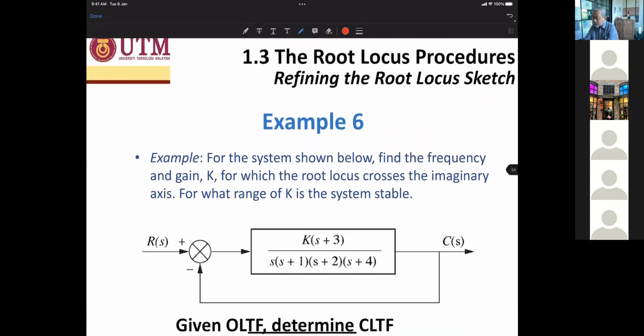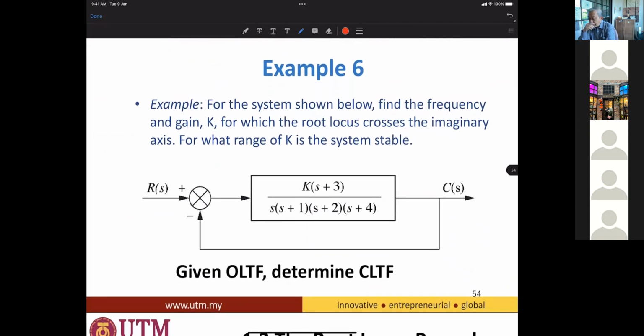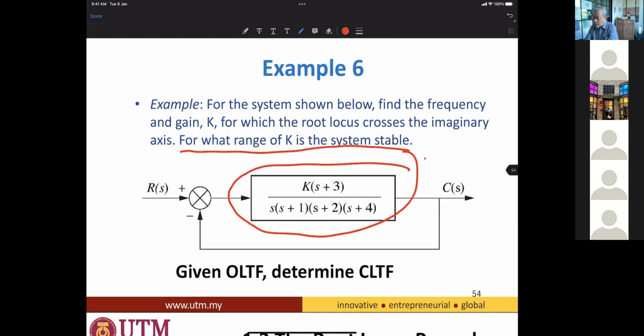Example 6. Example 6 is shown here. For the system shown below, find the frequency and gain K for which the root locus crosses the imaginary axis, and then for what range of K the system is stable. Okay, so this one is the open loop transfer function. When you are going to find the closed loop transfer function, how are you going to do it?